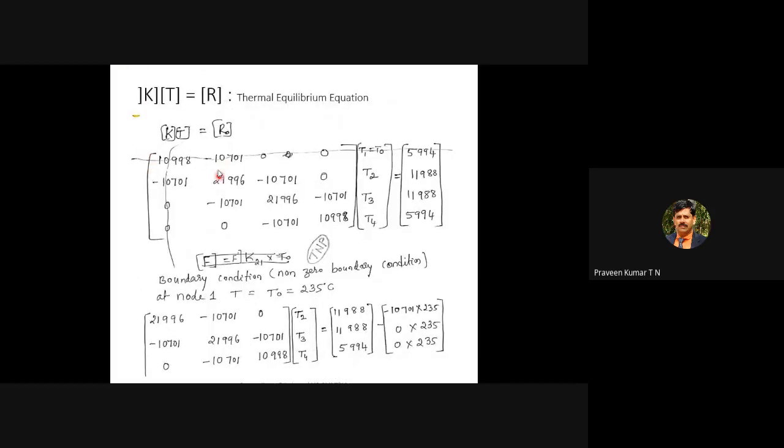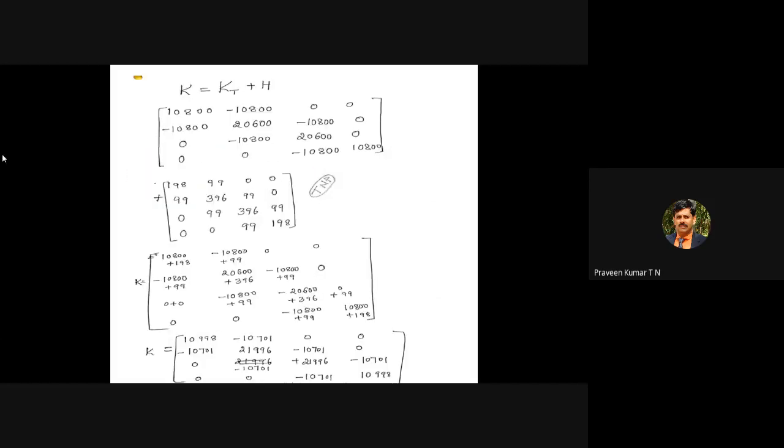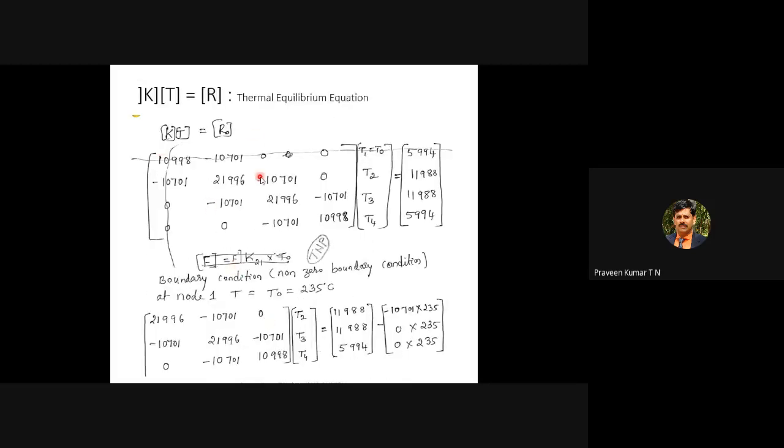Now we have the final K matrix. After addition of these two, we have the final K matrix. The final K matrix comes here. This is the final K matrix. T1 is equal to T0, because on the left side wall where the fin is mounted onto the engine wall, the temperature is known, that T1 is equal to T0. That T0 is also given. T0 is equal to 235. So you are eliminating first row and first column.